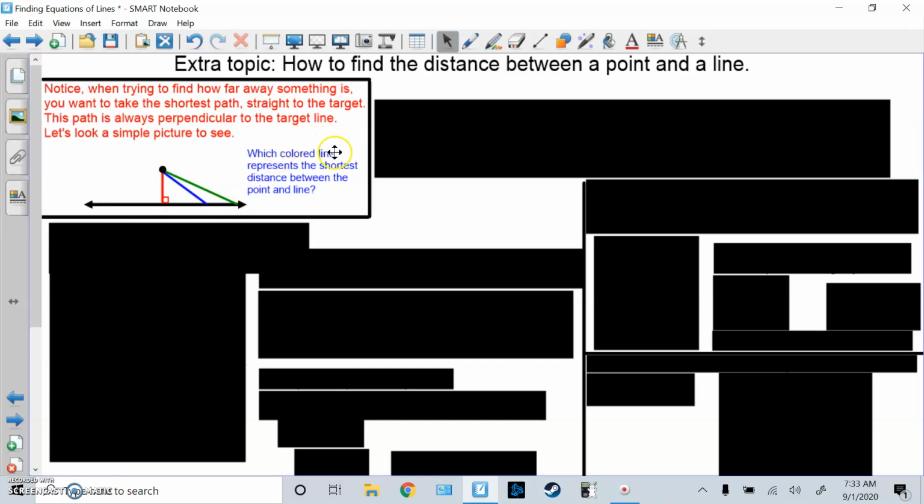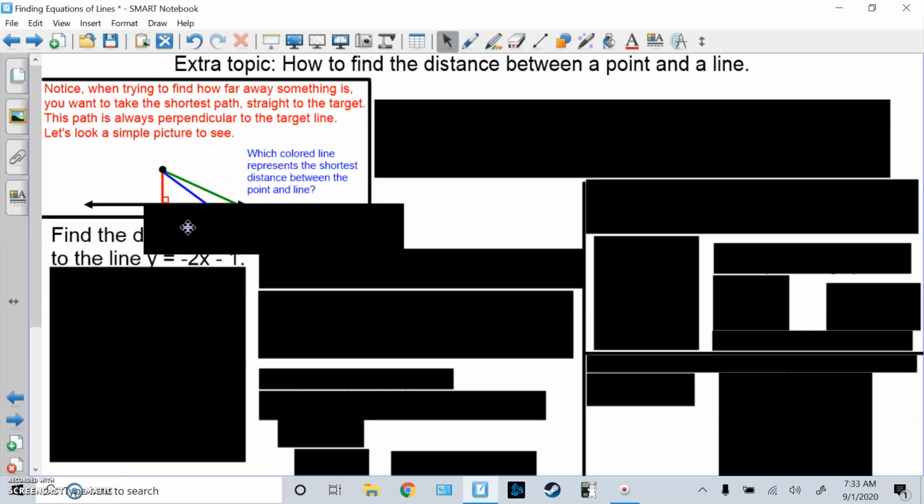So it says which colored line represents the shortest distance between the point and the line. It's the red line. And that is perpendicular. All right, if you do the blue line, that's longer. If you do the green line, it's longer. And if you know about right triangles, this blue line is a hypotenuse, and this green line is a hypotenuse. If you have this triangle, the hypotenuse was along the side. All right, so let's try this problem.